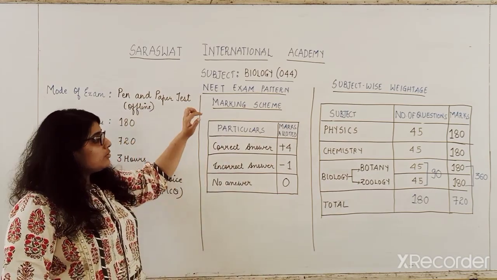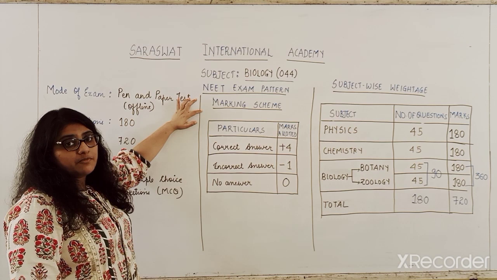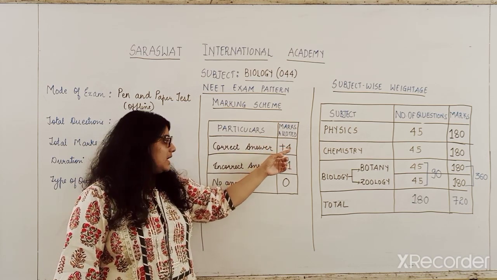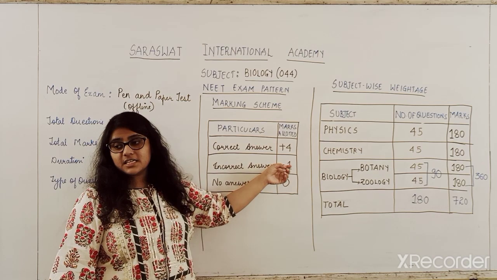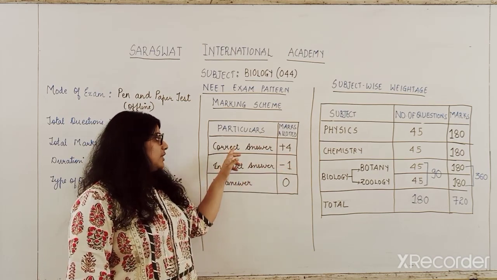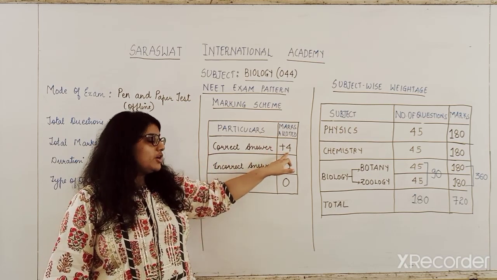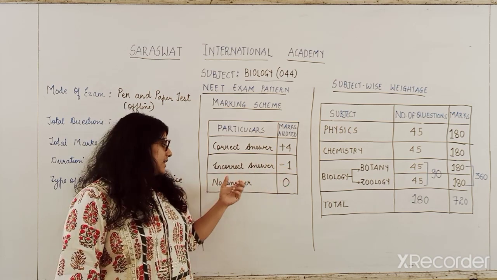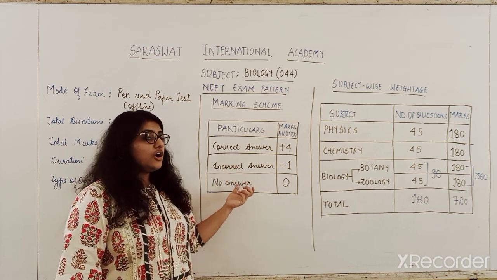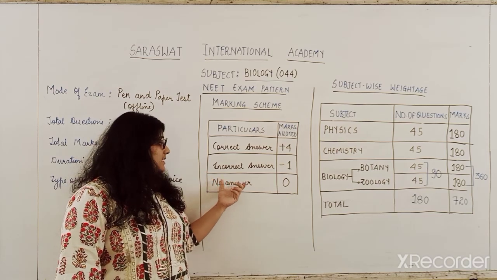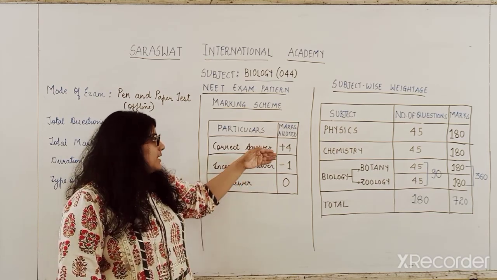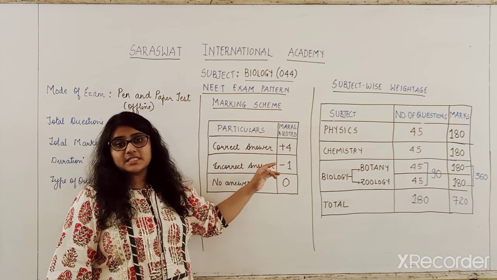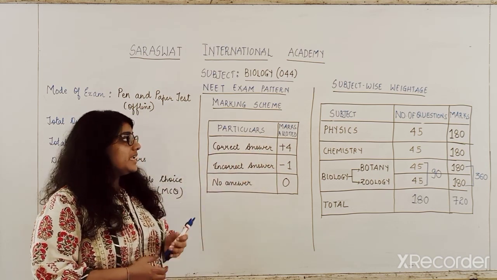Clear? Now, what is the marking scheme for the questions? For each correct answer, you will be allotted 4 marks. For each incorrect answer, 1 mark will be deducted. Listen carefully. For each correct answer, you will be allotted 4 marks. For each incorrect answer you have marked, 1 mark will be deducted and no marks will be awarded for your unanswered question. So no answer means 0 marks. So how will marks be calculated? The total of the correct answers, and from that your incorrect answers will be deducted and your final result will be given.